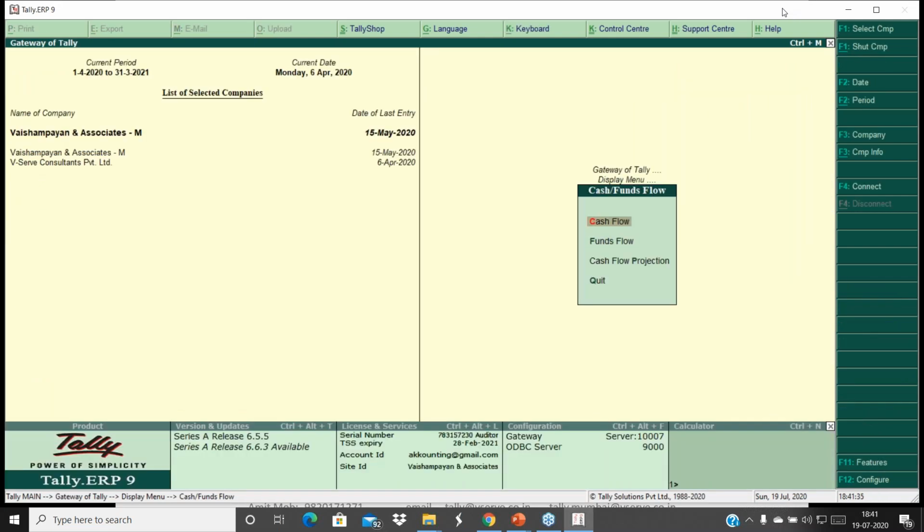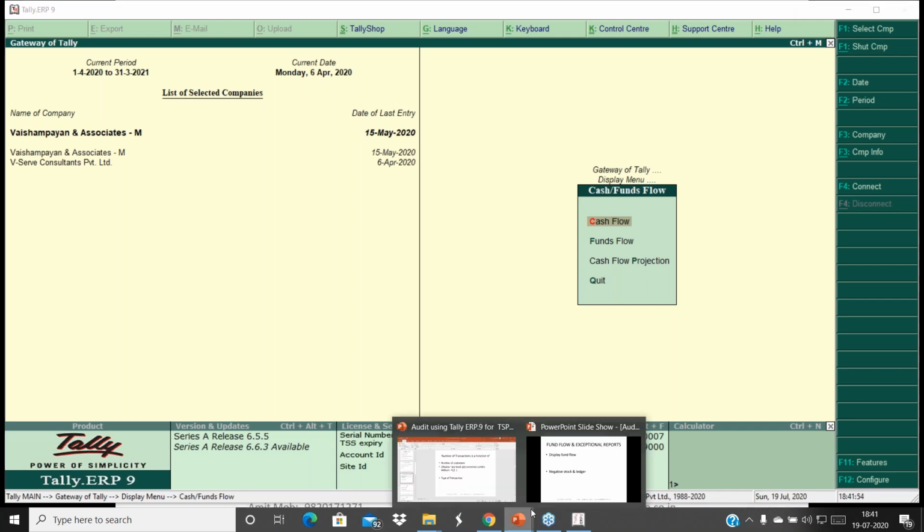Similarly, you have the cash flow report. This cash flow report is nothing but basically a cash movement analysis. Cash movement analysis does not serve much purpose to me, but the fund flow report definitely serves. It gives you an insight as to where the funds are coming from and where the funds are getting utilized.